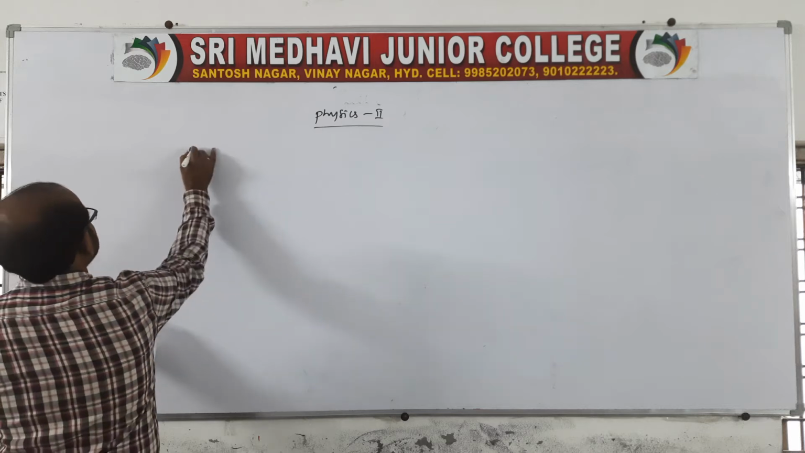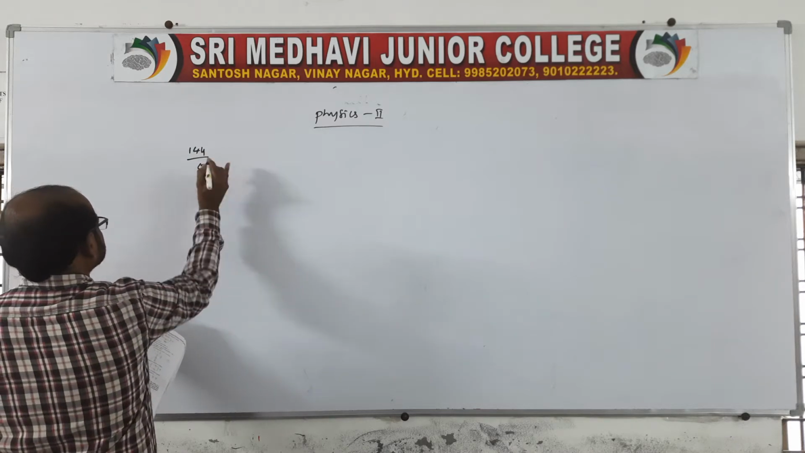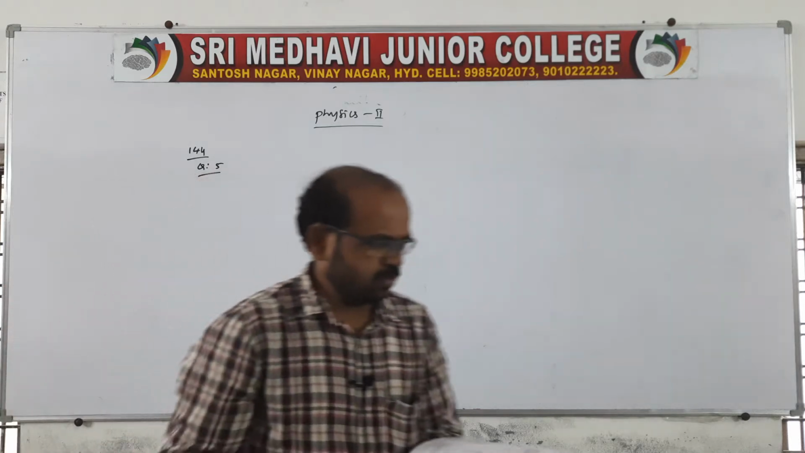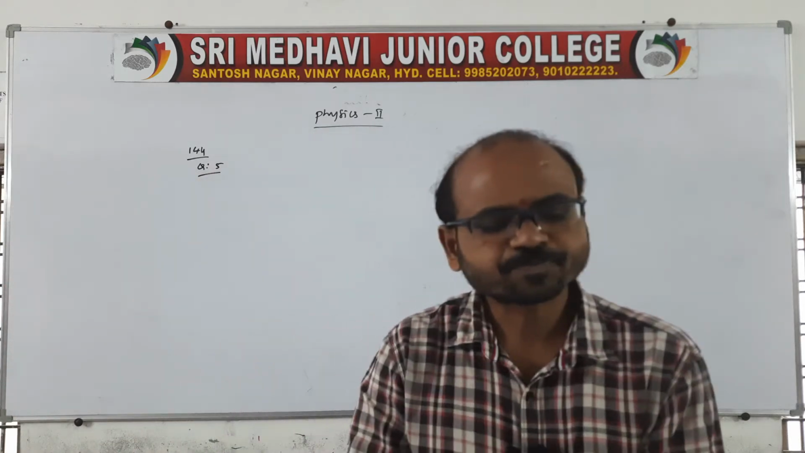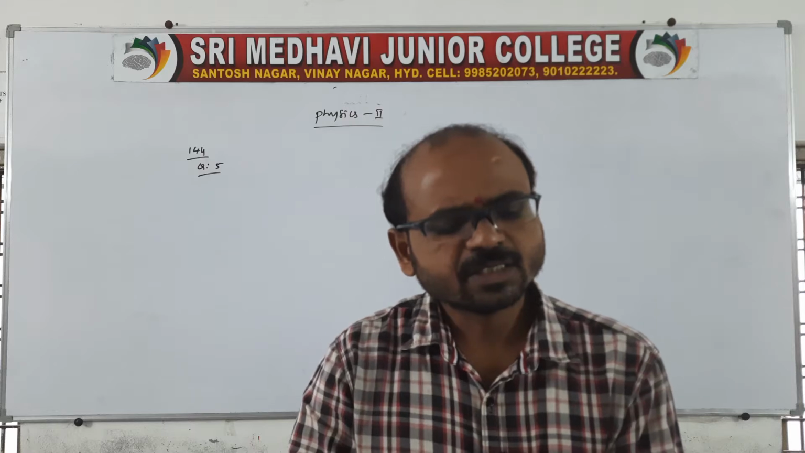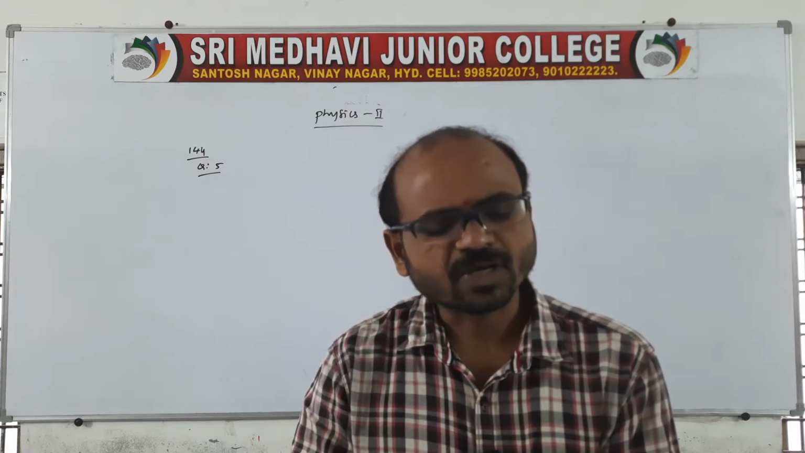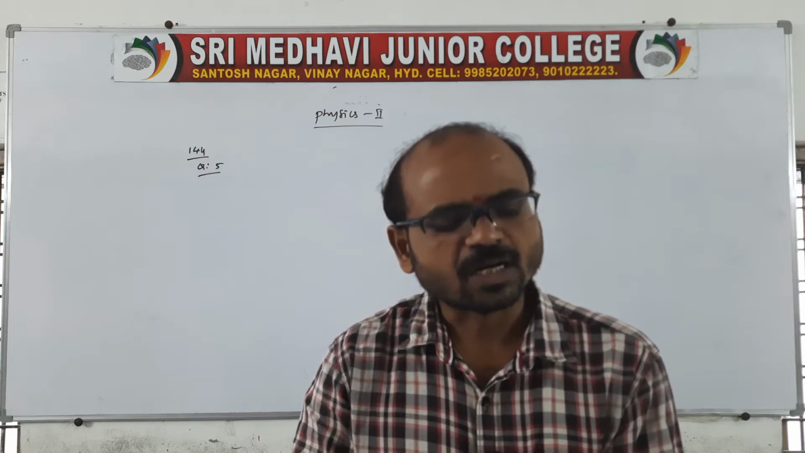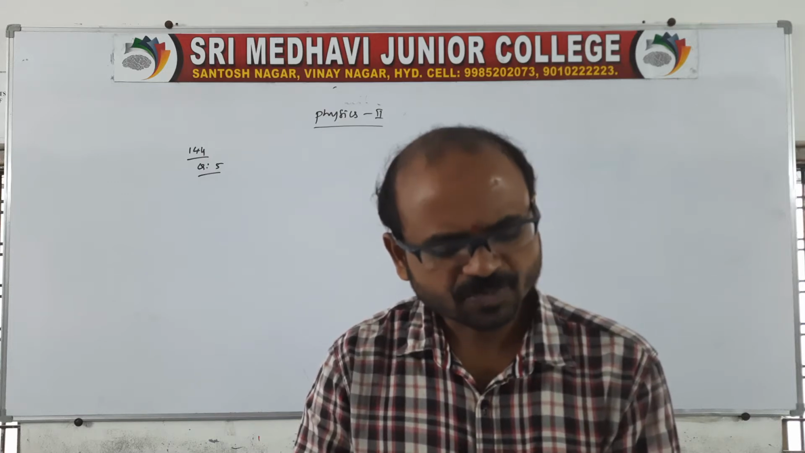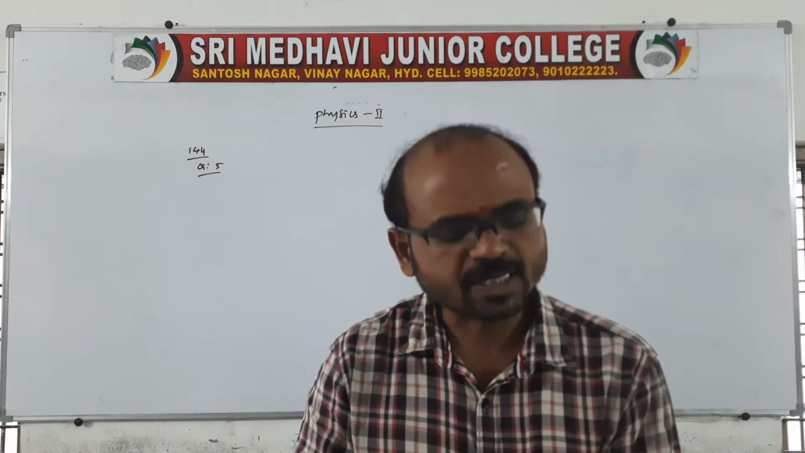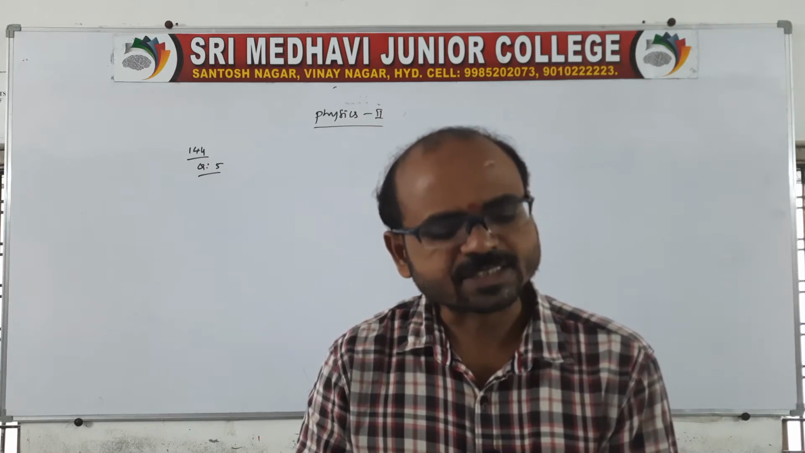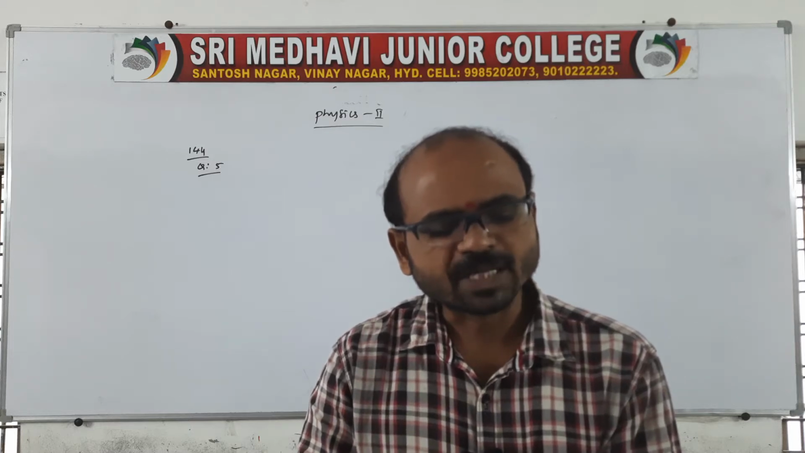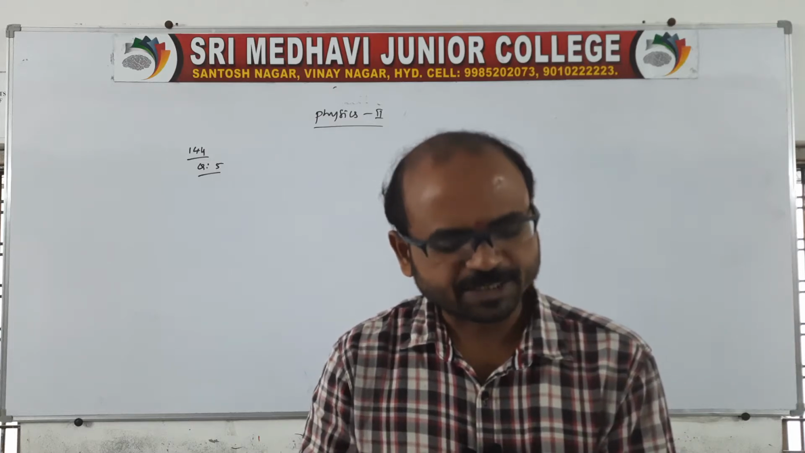Page number 144, question number 5, which is actually very important. ABC is an equilateral triangle of side 2 meter. There is a uniform electrical field intensity of 100 volt per meter in the plane of the triangle and parallel to BC.